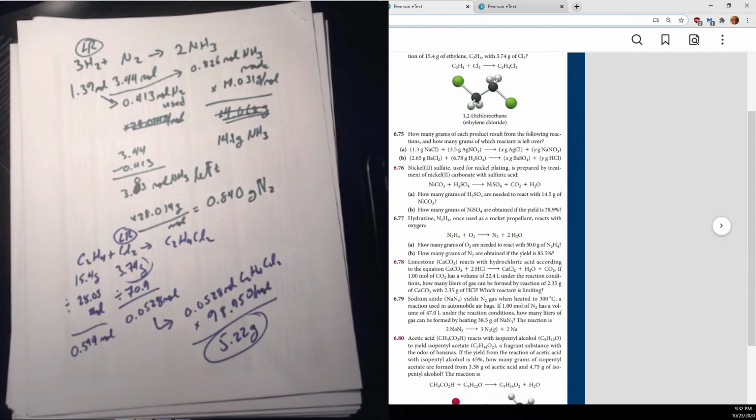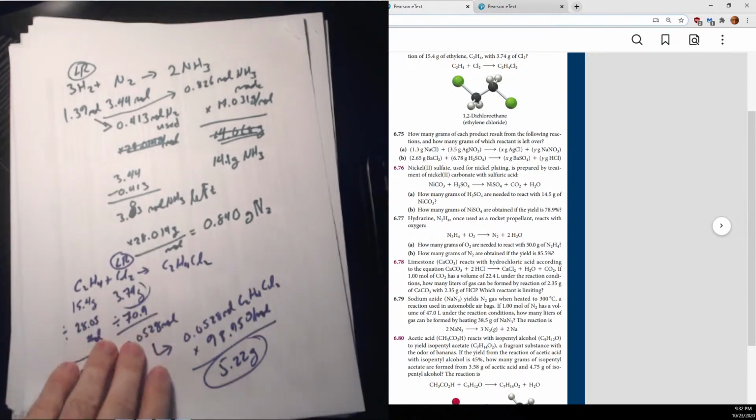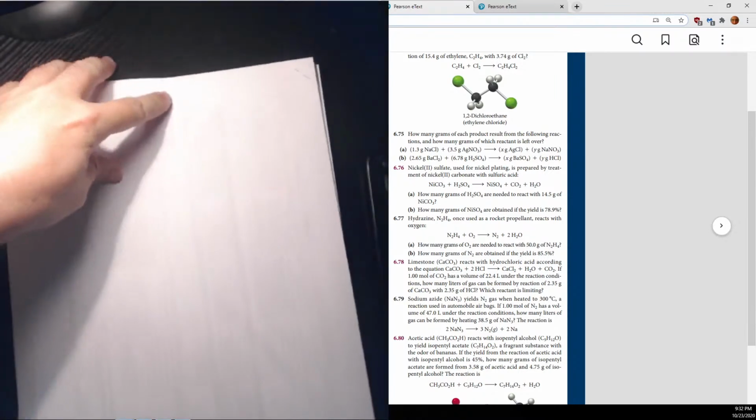All right, 76. Nickel(II) sulfate, used for nickel plating, is prepared by the treatment of nickel(II) carbonate with sulfuric acid. Nice 1 to 1 to 1 to 1 relationship there. Oh wait, is it balanced? Yes. Okay. How many grams of sulfuric acid are needed to react with 14.5 grams of nickel(II) carbonate? Where do they get the nickel(II) carbonate from, I wonder?